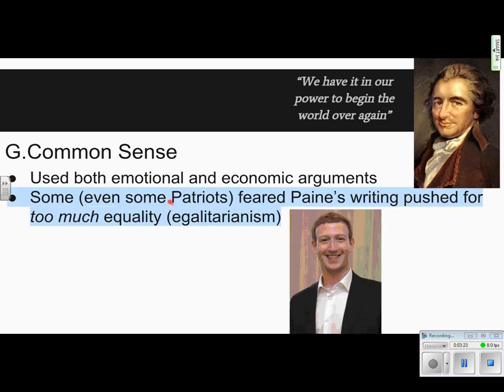Here are the other two key points about Common Sense. We talked about the arguments that he used, both emotional, using symbolism from the Bible, and like this quote up here, we have it in our power to begin the world over again. But he also used economic arguments. He said America, this continent, could become an economic giant if we're allowed to trade with other countries. So he appealed to their pocketbooks, and he appealed to their hearts.